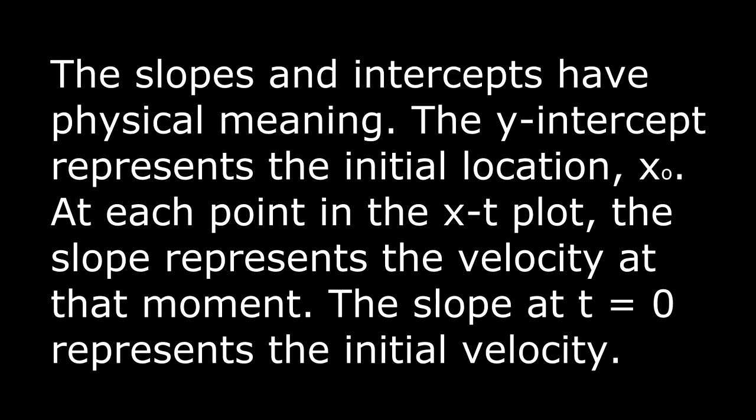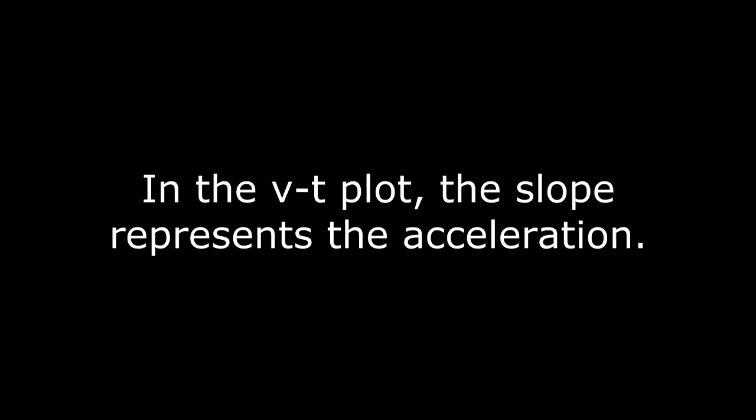The slopes and intercepts have physical meaning. The y-intercept represents the initial location, x sub 0. At each point in the xt plot, the slope represents the velocity at that moment. The slope at t equals 0 represents the initial velocity. In the vt plot, the slope represents the acceleration.